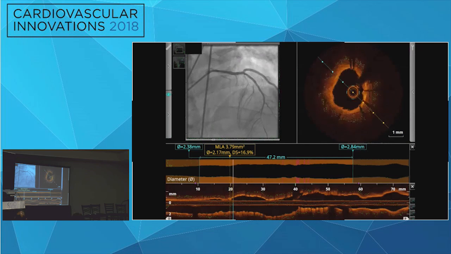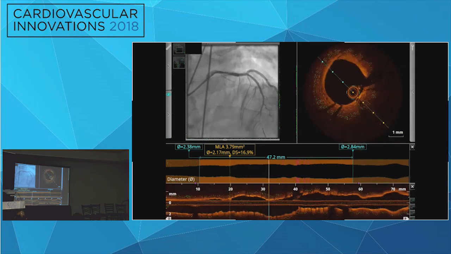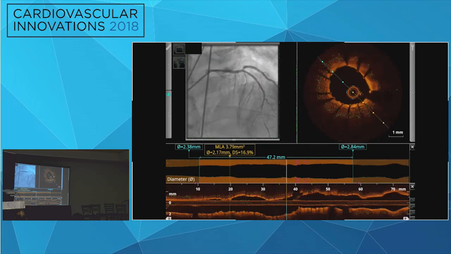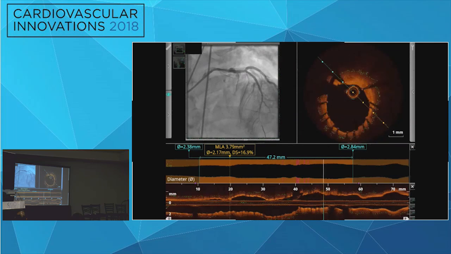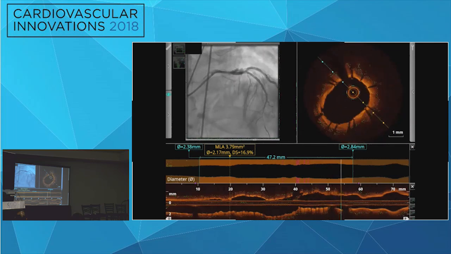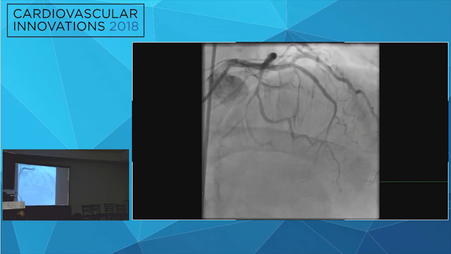This is our final OCT run, showing our final results with the 2 stents in place now. I will break this down in the next slide. I just wanted to go over it and let it play in its entirety. And then this is our final angiogram.